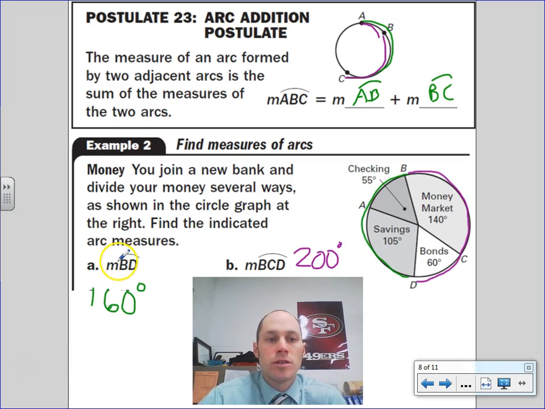To find the measure of arc BD, that's a minor arc. To get from B to D, I have to go counterclockwise, because that'll be less than 180 degrees as opposed to the other way. So 55 plus 105 is 160. And then BCD, that's a major arc, more than 180, so that's 200 degrees.